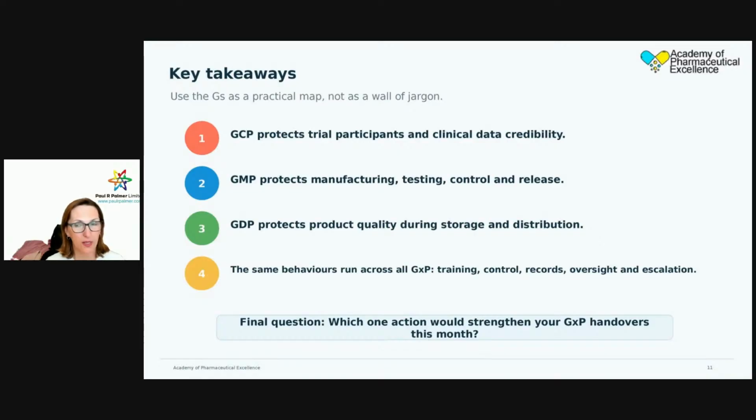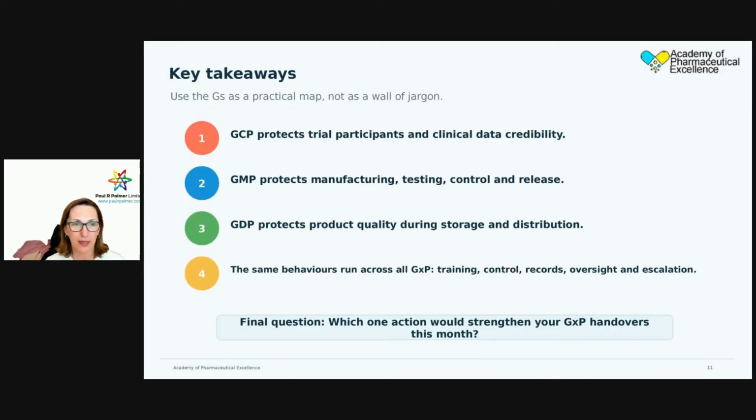So I would like to leave you with one reflection question, which is, which one action would strengthen your GXP handovers when you go back to your desk? Is it clarifying the ownership of the temperature excursion assessments? It could be improving how the decisions are documented. It could be checking that the supplier oversight responsibilities are clear in your contract.